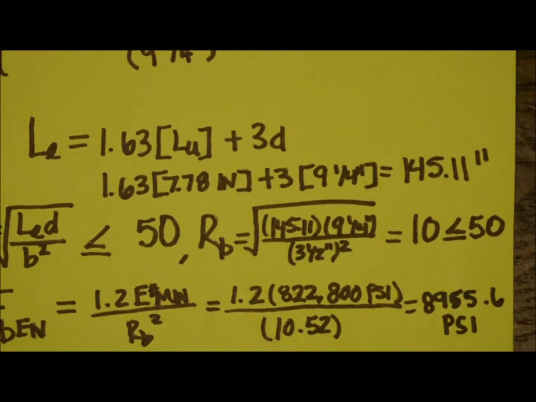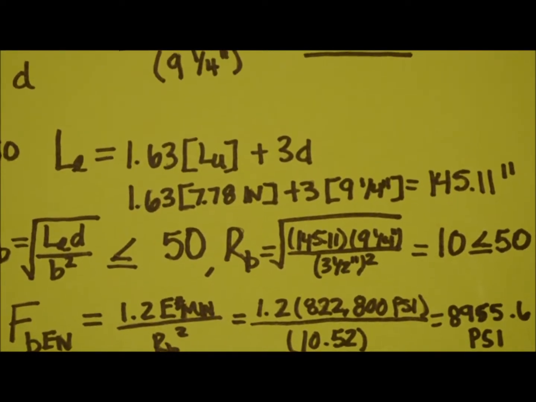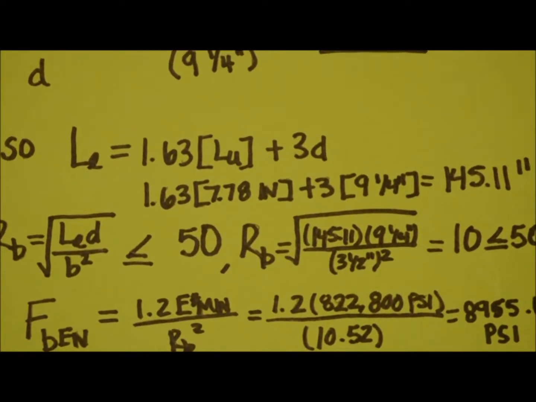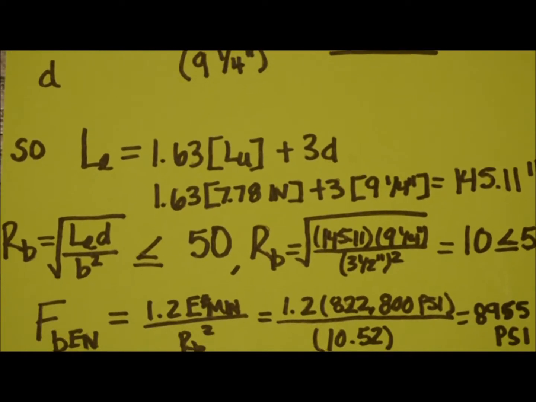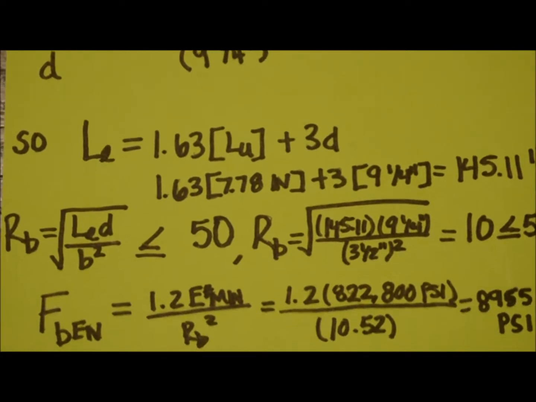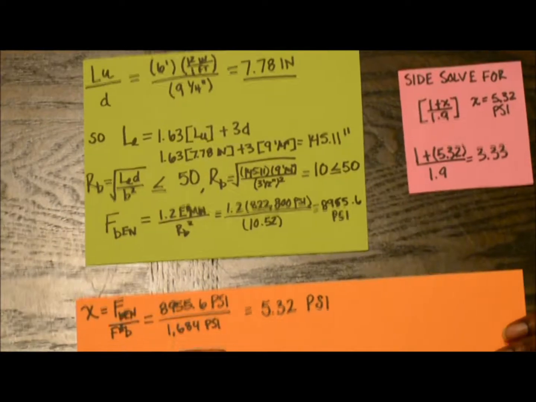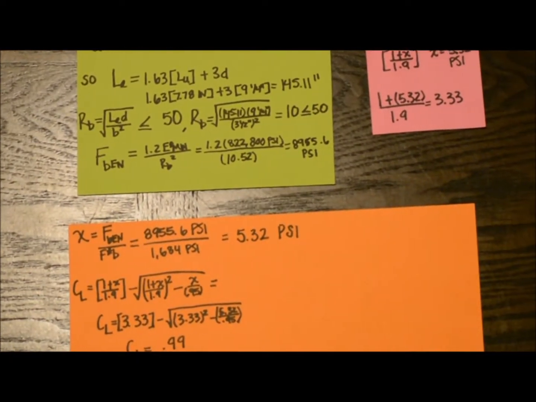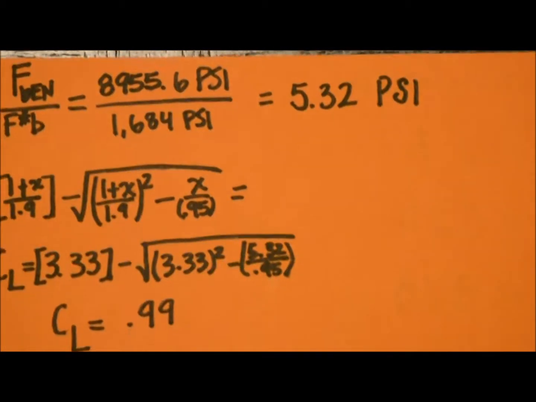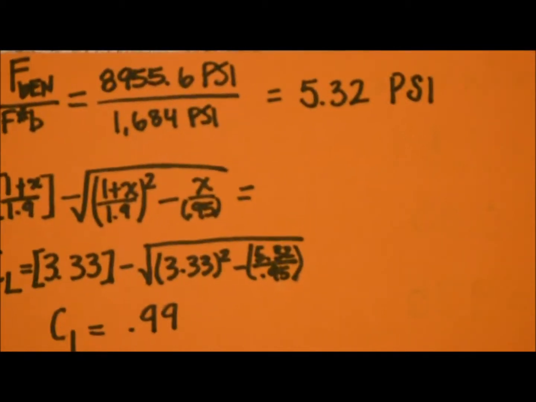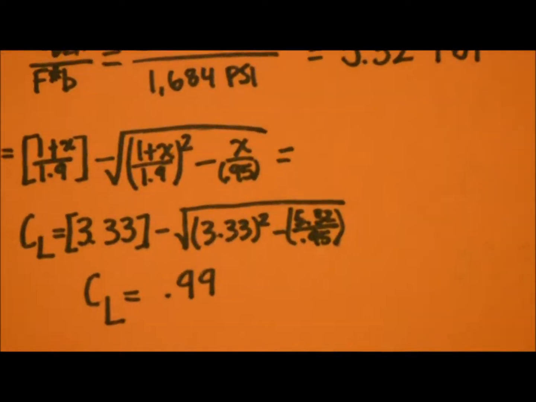Now we'll need to solve for F_bE. F_bE equals 1.2 times E*min divided by RB squared. We're going to use the E*min that we found earlier in step 4. So F_bE equals 8,955.6 psi, and we'll use this value to solve for alpha. So alpha equals F_bE divided by F*b, and that equals 5.32 psi.